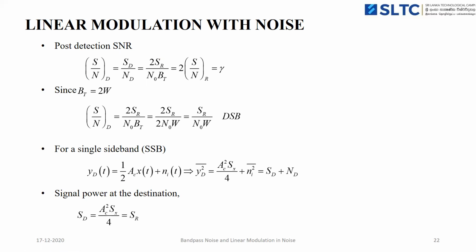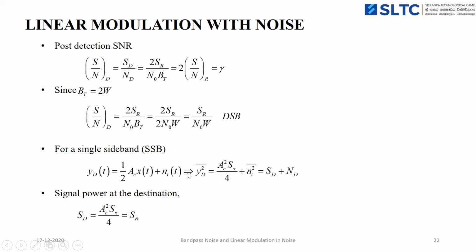Now consider the single sideband modulation. For single sideband modulation, the received signal is yD(t) equal to 1/2 Ac x(t) plus Ni(t). Only the in-phase component is coming. For double sideband, the bandwidth is 2W, but for single sideband, the bandwidth BT equal to W only.